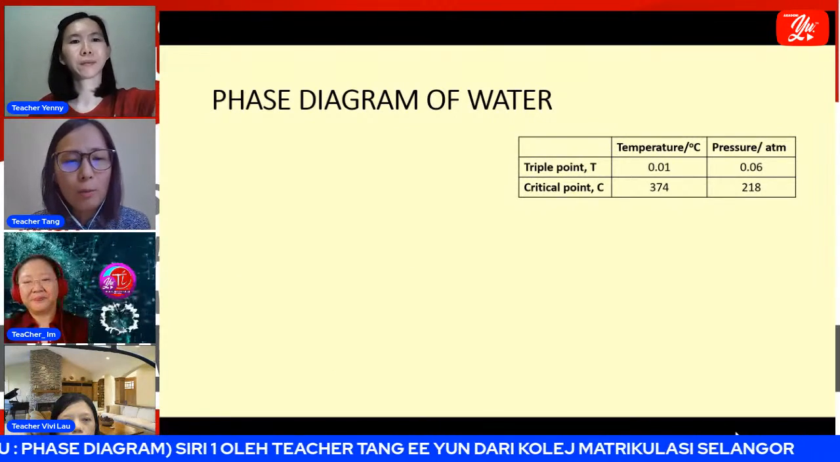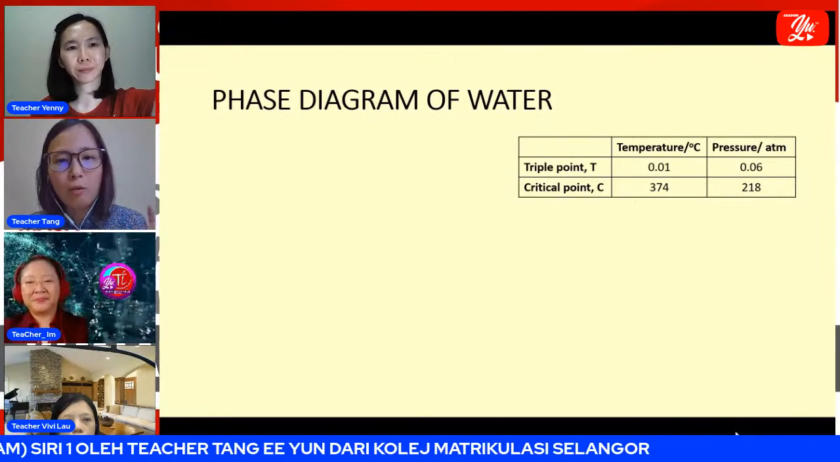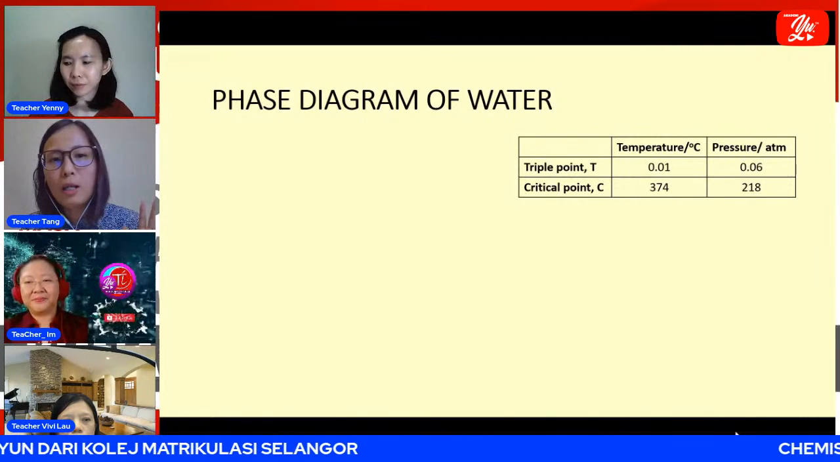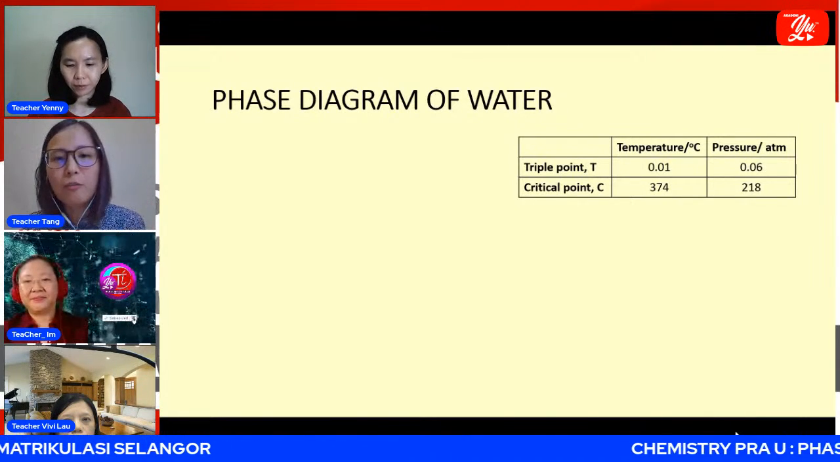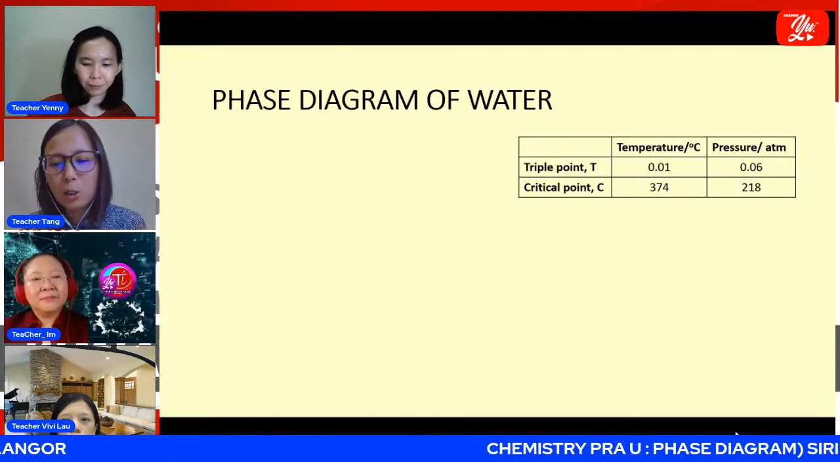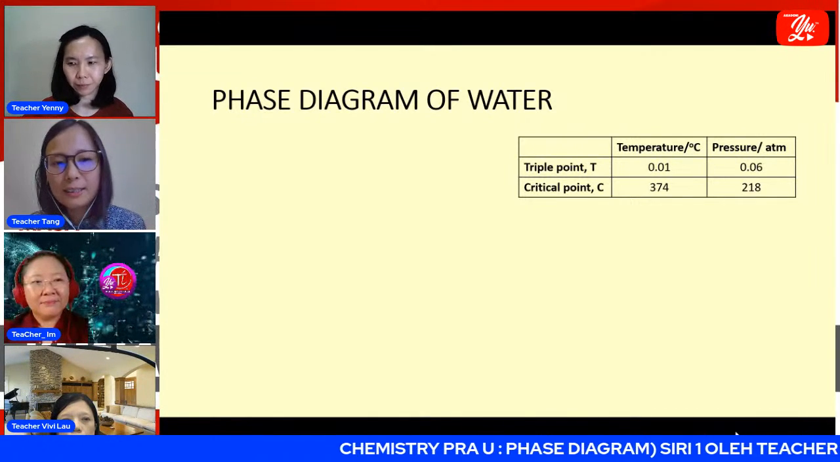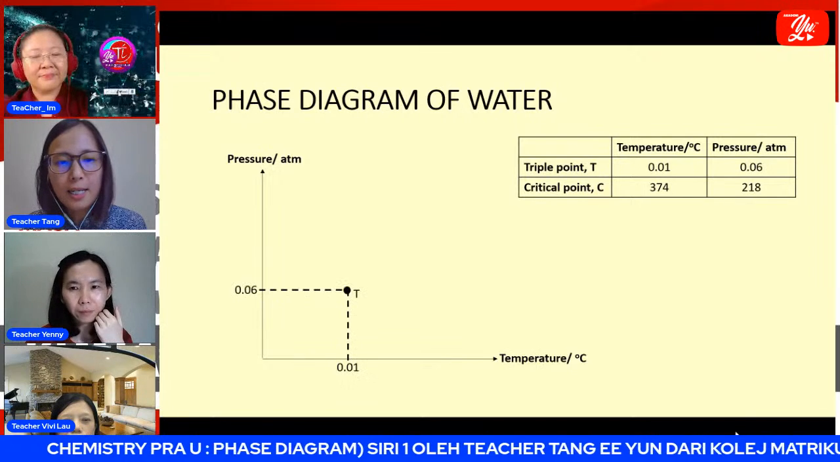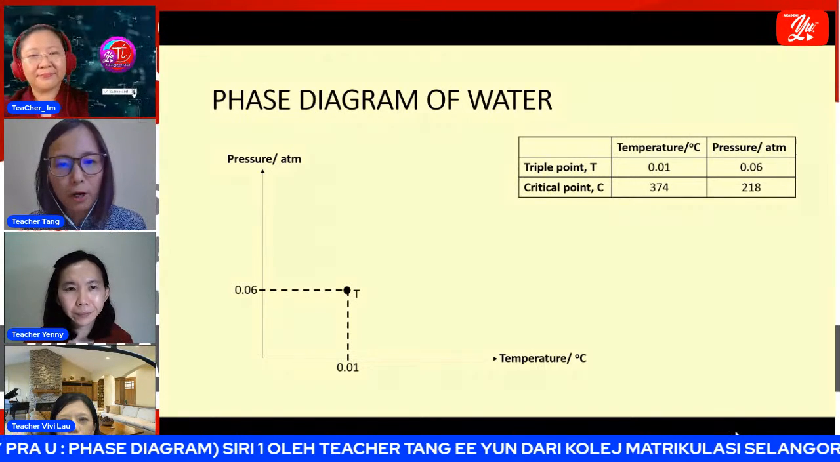And now we move on to look at the phase diagram of water. So for water, also the same thing. If you want to sketch the phase diagram for water, you must also include the 5 items. First, the axis, pressure versus temperature. Second, label the triple point.